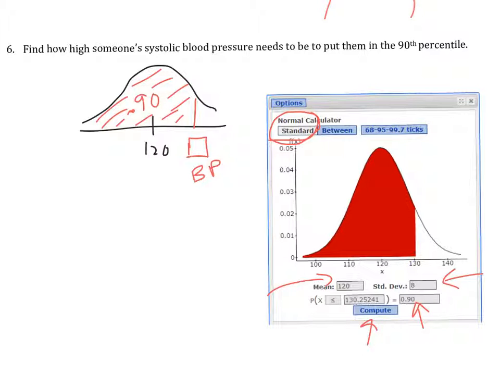StatCrunch will tell you what the corresponding blood pressure is. It turns out it's roughly 130, and that's that value. So if your blood pressure is about 130, about 90% of the people will have blood pressure rates lower than you.